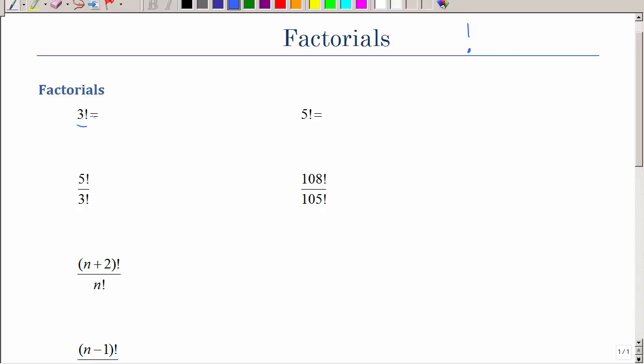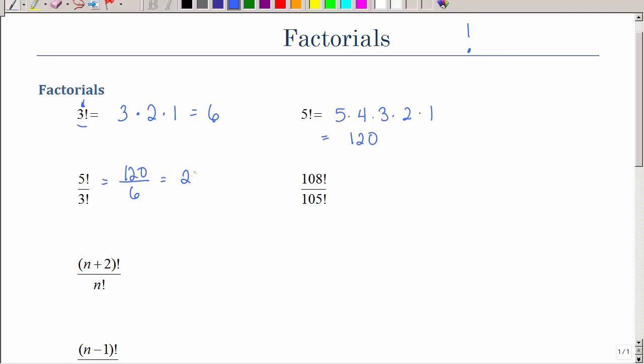Well, the factorial symbol says to start at the given number and then multiply by the descending whole numbers until you get down to 1. So we multiply that together, we get 6. So 5 factorial would be 5 times 4 times 3 times 2 times 1. And believe it or not, that's 120. So we now know that 5 factorial is 120 and 3 factorial is 6.